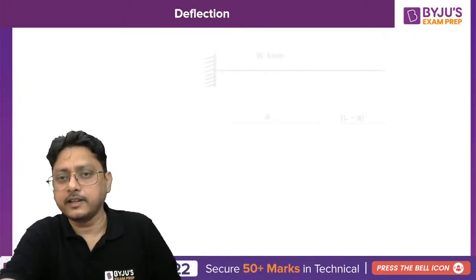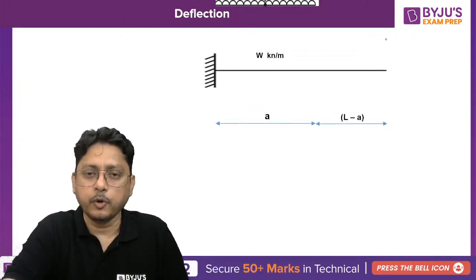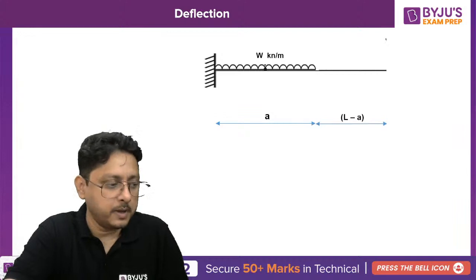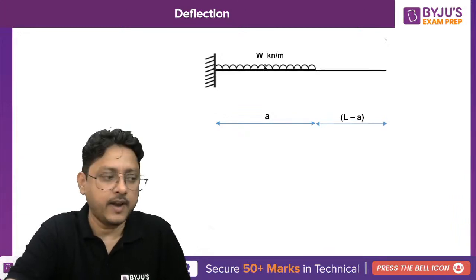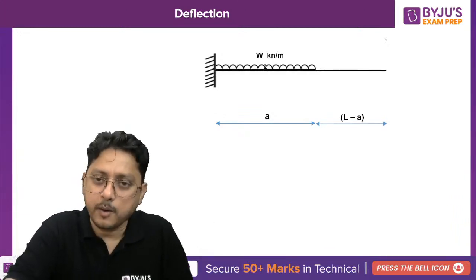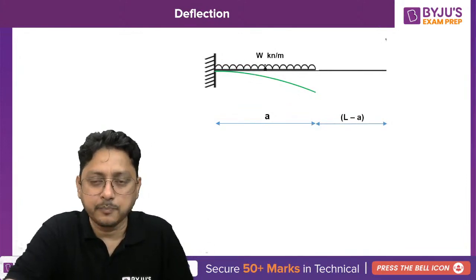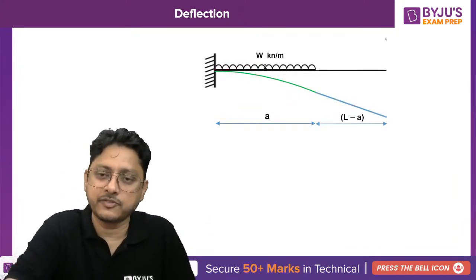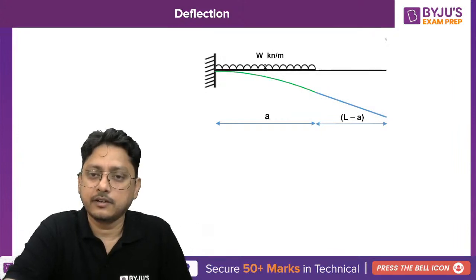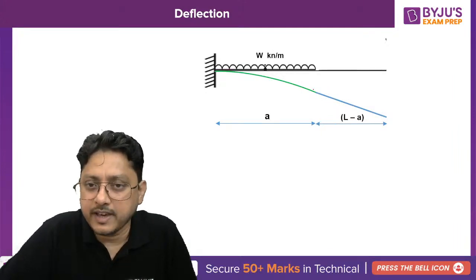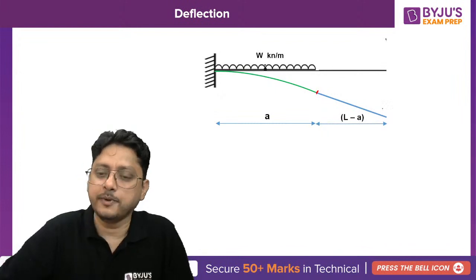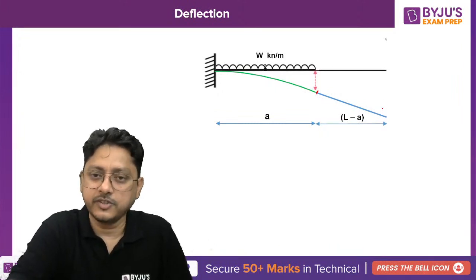Now consider another problem. Suppose you have a UDL acting over this beam instead of the concentrated load. What will happen now? It is the same kind of problem. The portion where you have a bending moment will get bent, and the portion where you don't have a bending moment will be straight. So from here to here it will get bent, and from here to here it will remain straight. Once again you will calculate the same way.